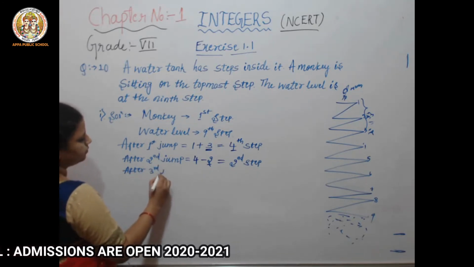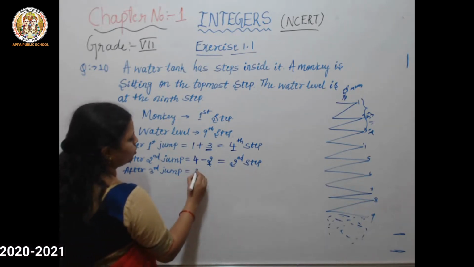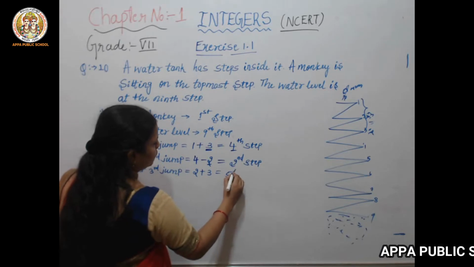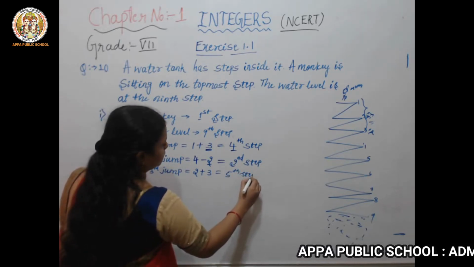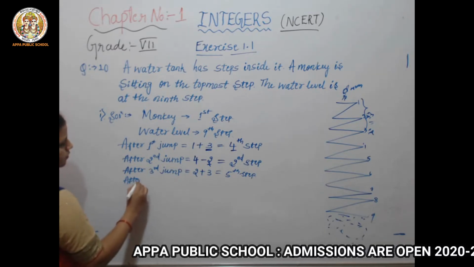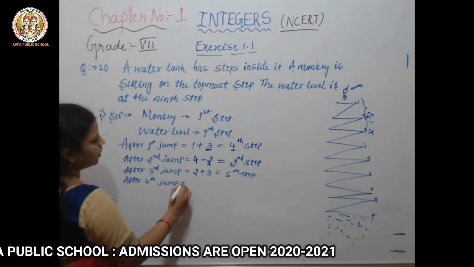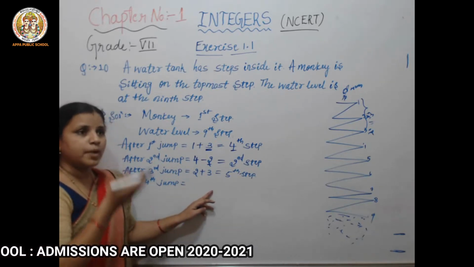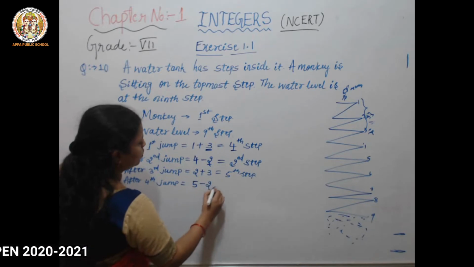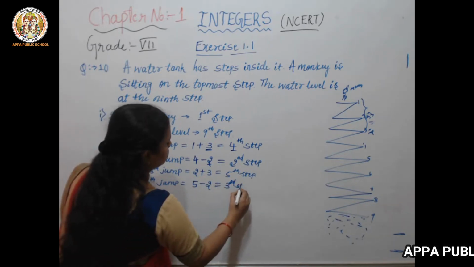After the third jump, it is already at 2. What we are doing? Plus 3. It has the fifth step. And after the fourth jump, as it is plus 3, the next is the back step. So what will we take for the back step? 5 minus 2. It has the third step.